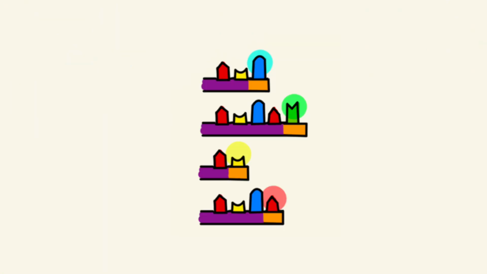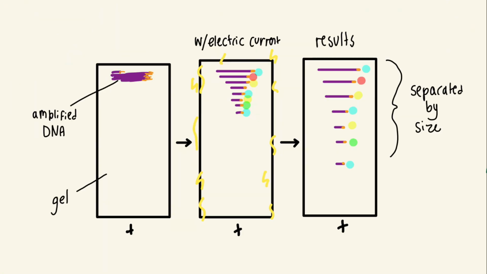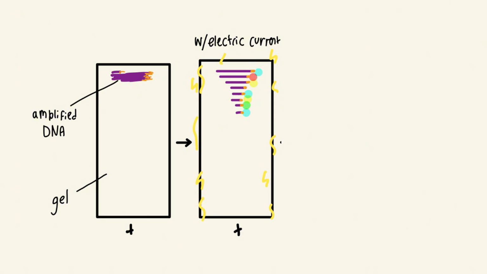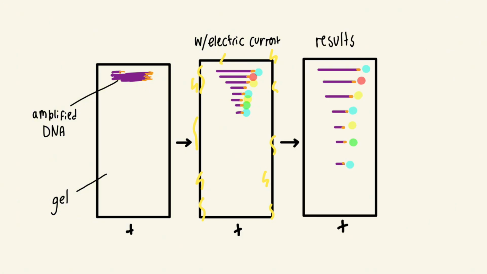Next, these fragments are separated by size using capillary gel electrophoresis. DNA barcode fragments are loaded into a gel, which has an electric current run through. DNA is negatively charged and will move towards the positively charged end of the gel, but at different rates. Larger pieces will move slower, and smaller pieces will move faster. After a period of time, the electric current is cut off, leaving the fragments arranged across the gel by size.